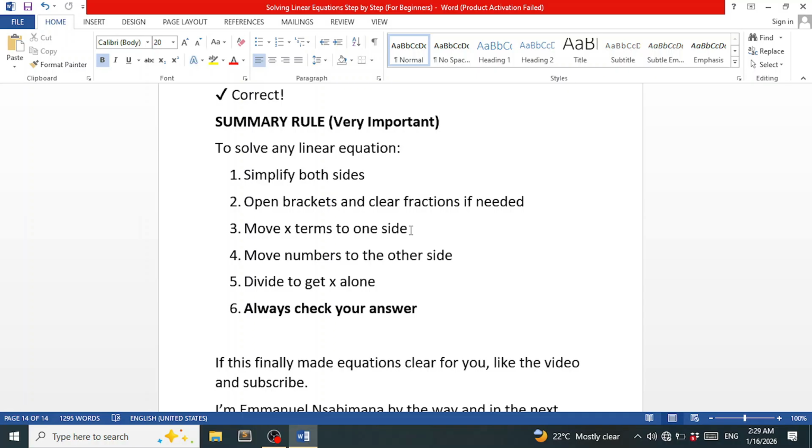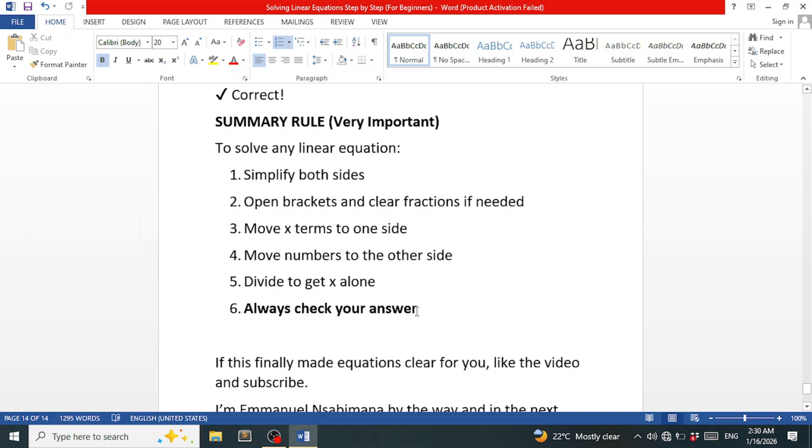Four, move numbers to the other side, that is the right side. You put numbers on one side and the terms with x on the other side, like we did. Five, divide to get x alone, then we divide to obtain the value of x. Six, always check your answer. When you're in your exams, don't just end on x is equal to a certain value.